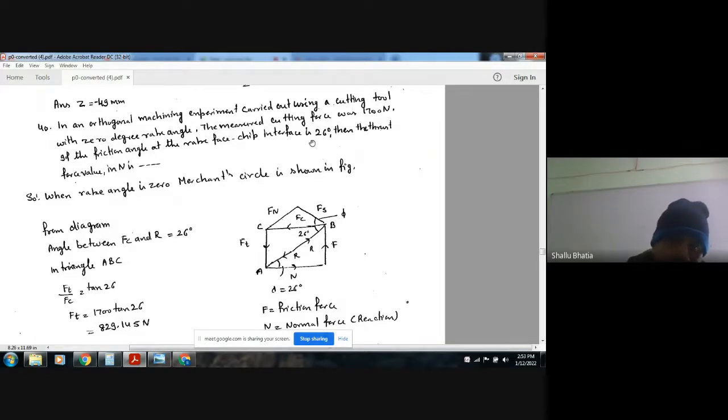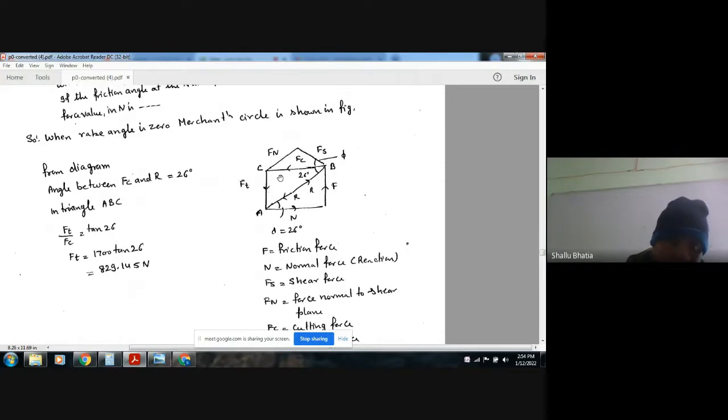Okay, so here, orthogonal cutting, zero rake angle means the F will be vertical and N will be horizontal. This is Fc, this is Ft. This is the resultant force, this is the shear force, this is the normal force. So zero rake angle is this diagram, and the friction angle is given as 26, so this angle is 26. So what is the thrust force in Newton? We have to calculate Ft.